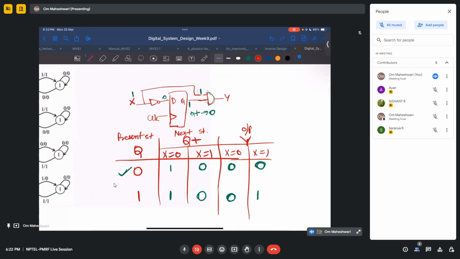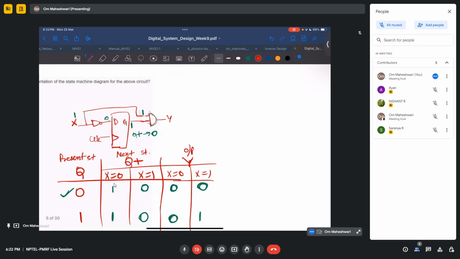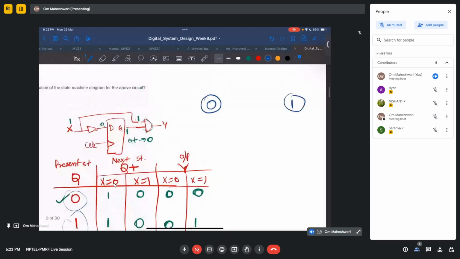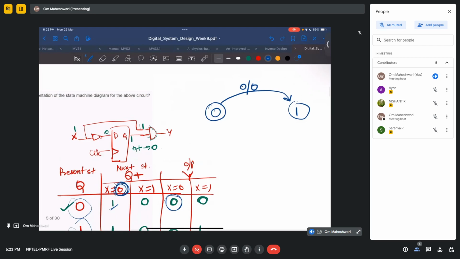Okay, so now we have to make a state diagram out of it. So how to make a state diagram? Let's say we have two states. One is 0, another is 1, right? So simply this and this. Now when your input is 0 and your output is also 0, your next state is 1. So this means input, this means output, and this arrow tells you where you are going to, the transition from one state to the other.